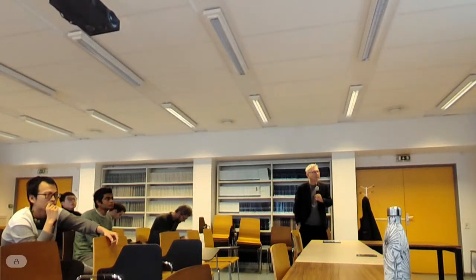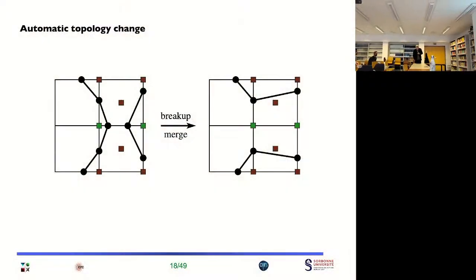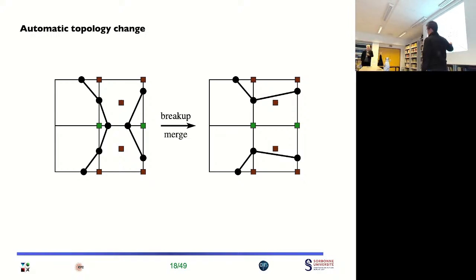I think before I perform the circle fit, these two points have been eliminated by the automatic topology change algorithm. So we only have these three points and these three points for the circle fit.